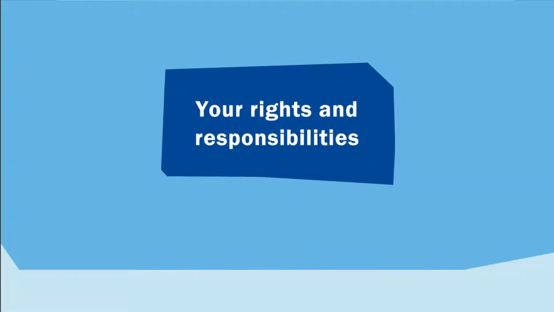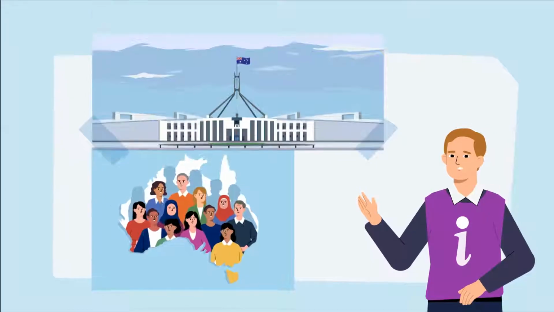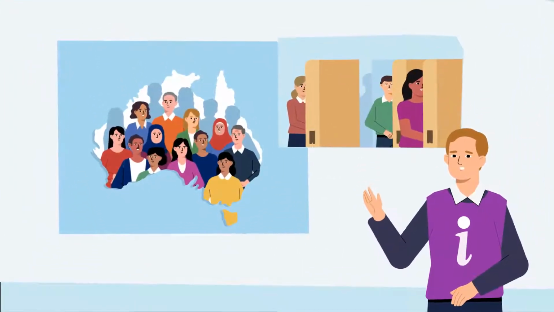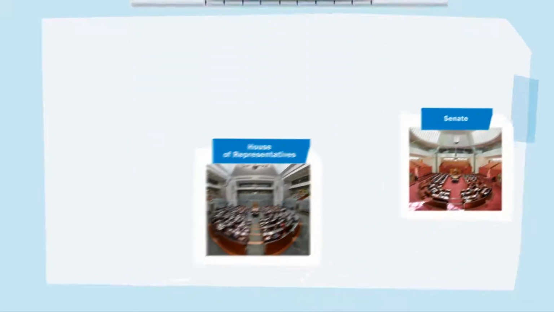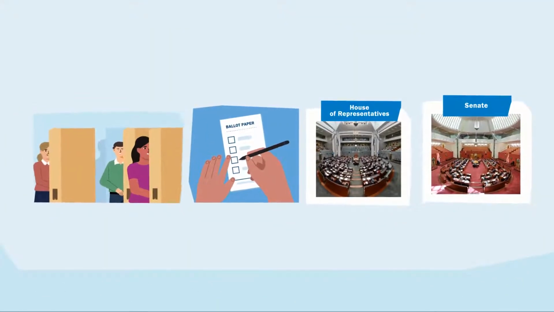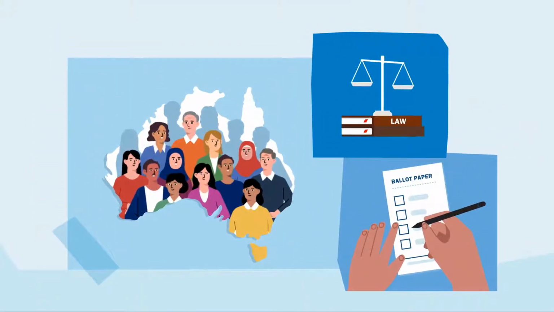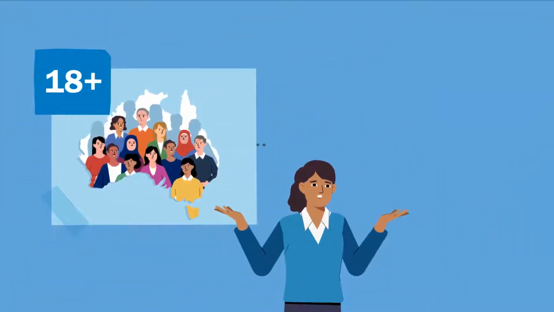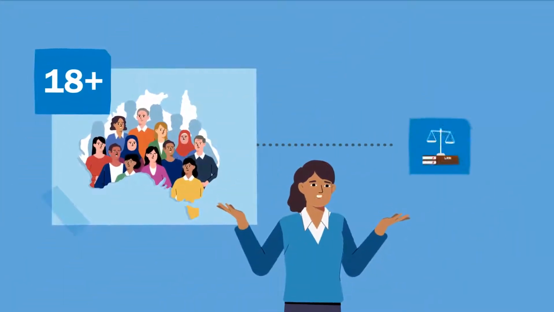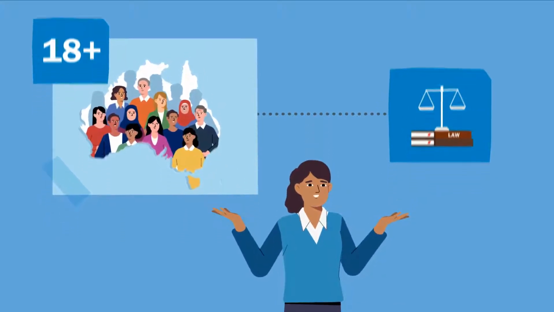Your rights and responsibilities. A representative democracy like ours here in Australia relies on the participation of citizens. It is our representatives who make decisions on our behalf in the Australian Parliament, and we choose our representatives by voting. In Australia, participation in the electoral system is compulsory. All Australian citizens who are 18 years of age or over are required by law to enrol and vote, and can be fined if they don't.